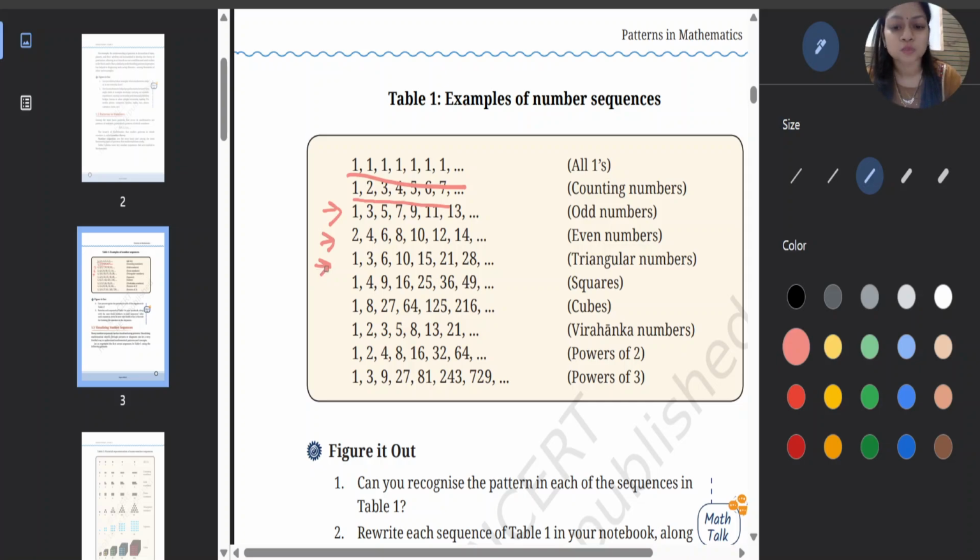The number of lines which you get is the triangular number. Then you have a square number. The square of 1 is 1, the square of 2 is 4, the square of 3 is 9. And then you have a cubic number. The cube of 1 is 1, the cube of 2 is 8, and the series continues to go on. And then you have power 2, power 3 numbers like this. These are the number sequences.